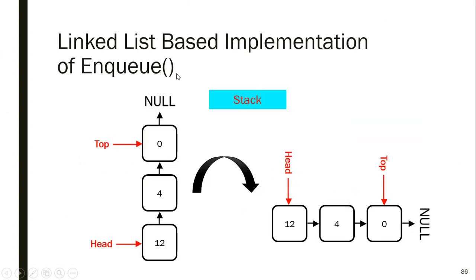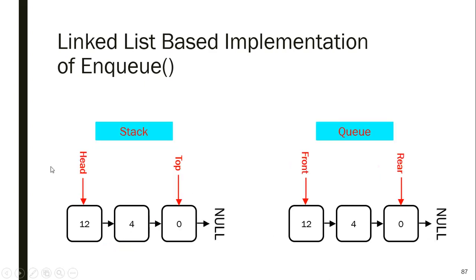Now how can a linked list be used to implement this enqueue operation? You see, here is the stack. If you make it horizontal, it will become like this. See, this is a stack where there are two pointers, head and top. If you just change the names of these pointers and make them front and rear, it will become a queue. In a stack, whenever you inserted a value, you inserted at the top of the stack, and whenever you insert a value in a queue, you add at the rear end. So it is in fact the same operation.